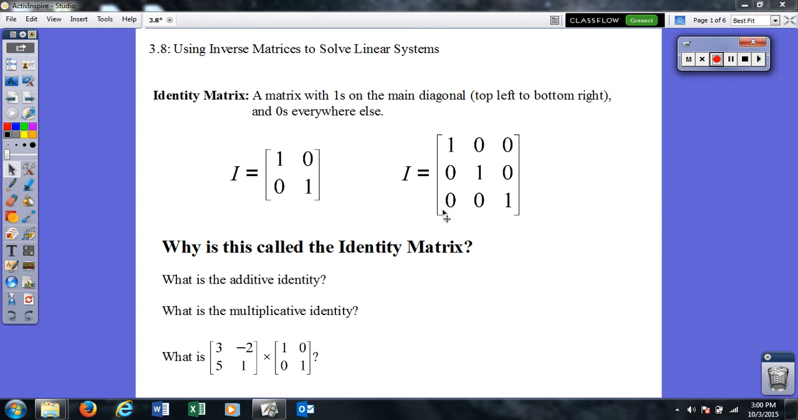Let's start this lesson by talking about the identity matrix. The identity matrix is the matrix that has ones on what's called the main diagonal, which is from top left to bottom right, and zeros everywhere else.